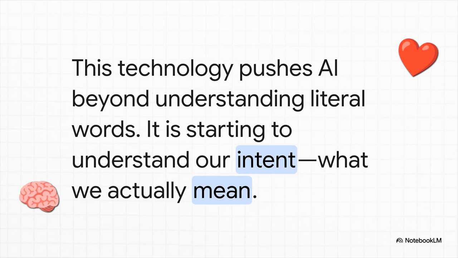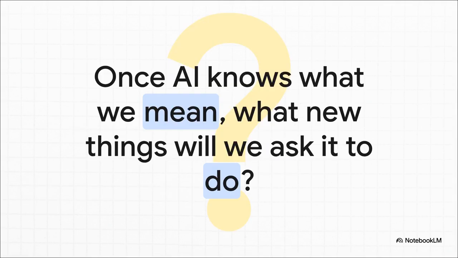And this is so much bigger than just getting better answers from a chatbot. Systems like this are pushing AI to go beyond just understanding the literal words we type. They are finally starting to understand our intent, what we actually mean. Which leaves us with a really fascinating question to think about. Once that translation from our vague ideas to a perfect instruction becomes completely seamless, once AI can always understand what we mean, what new, bigger, more incredible things are we going to ask it to do next?